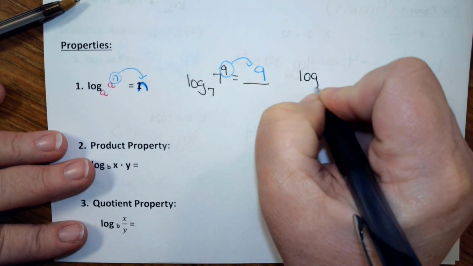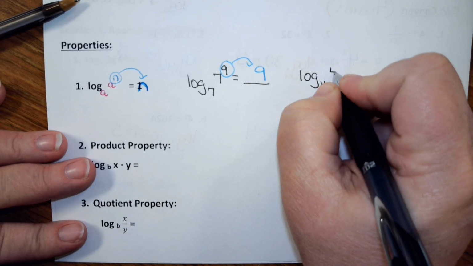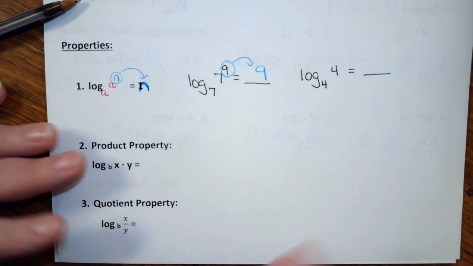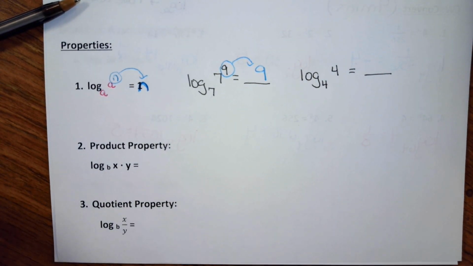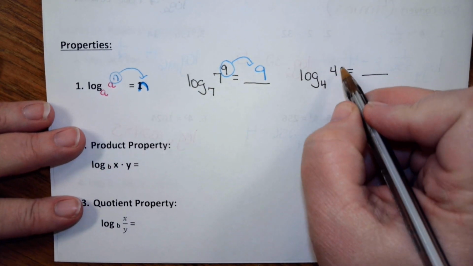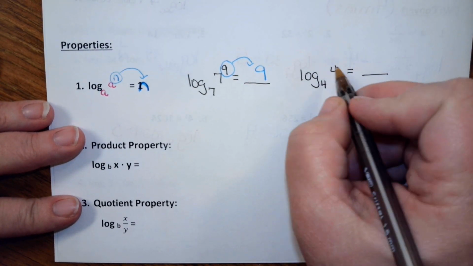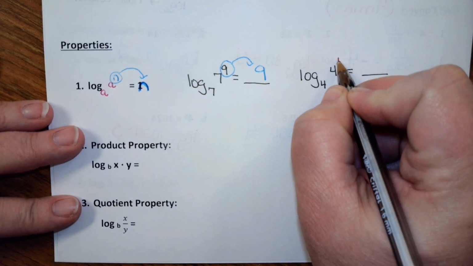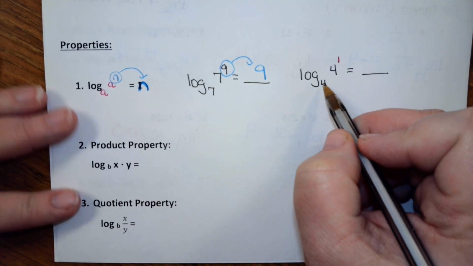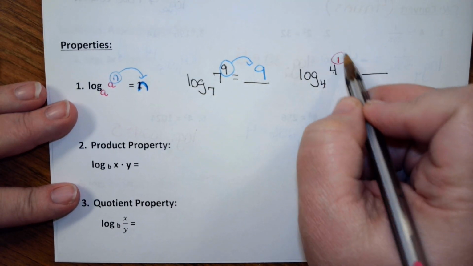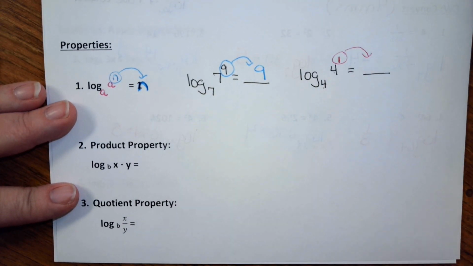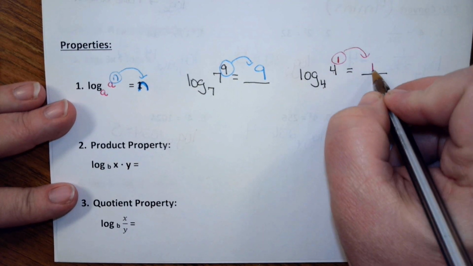If we had the log base 4 of 4, what is our answer? Well, notice I don't see an exponent, but when I don't see an exponent, I know it's an understood 1. So since the base and the constant are the same, it's going to be equal to whatever the exponent is of my constant. So that's going to be a 1.